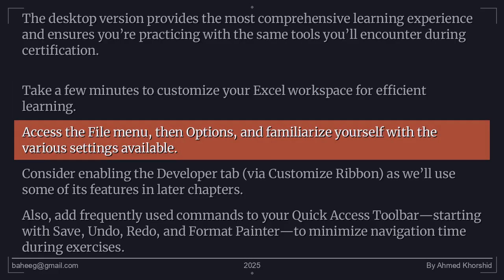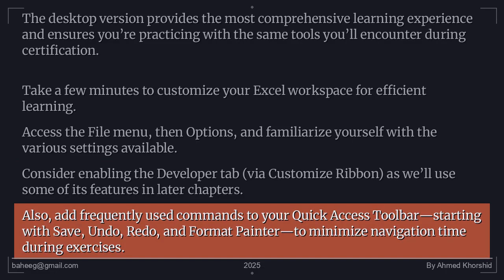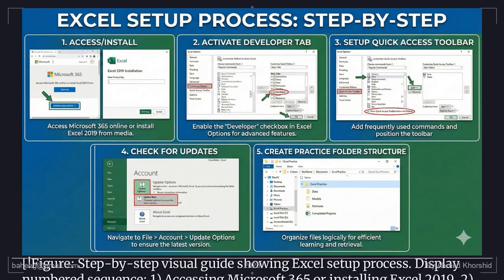Access the File menu, then Options, and familiarize yourself with the various settings available. Consider enabling the Developer tab via Customize Ribbon, as we'll use some of its features in later chapters. Also, add frequently used commands to your Quick Access Toolbar, starting with Save, Undo, Redo, and Format Painter to minimize navigation time during exercises. Figure, step-by-step visual guide showing Excel setup process.